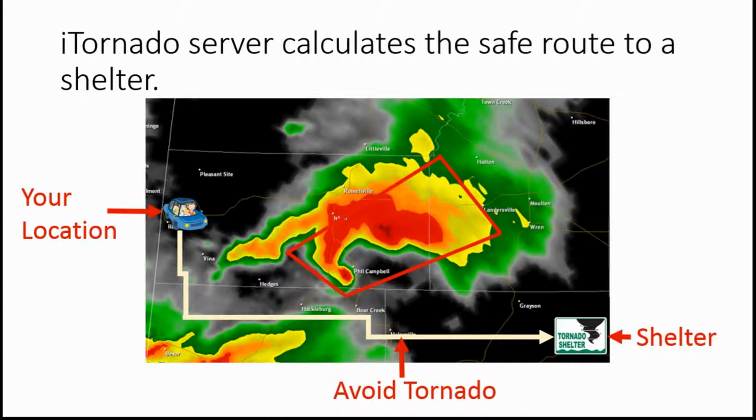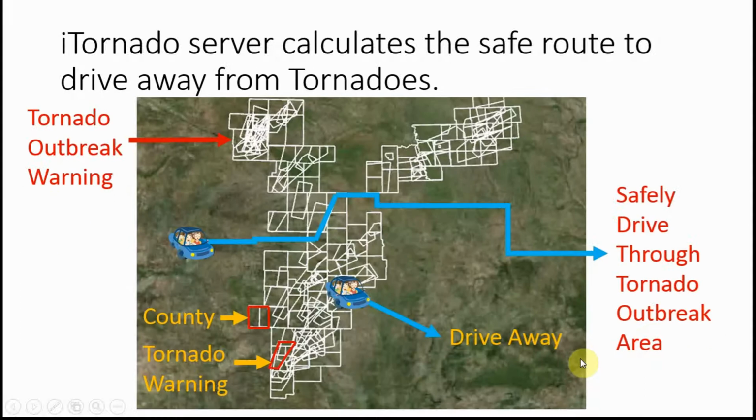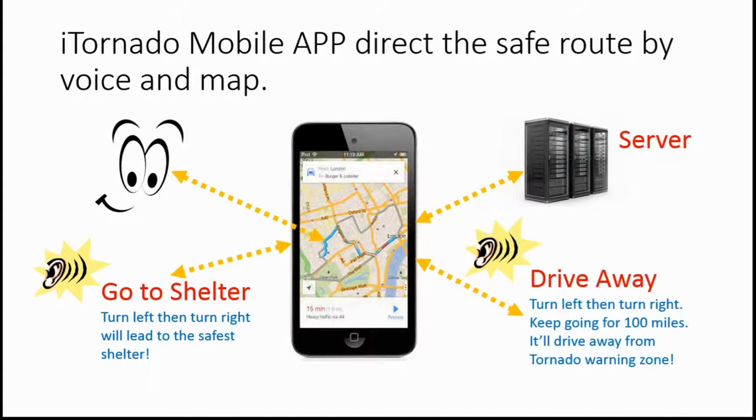The server calculates a safe route to a shelter, and it avoids the tornado. The server can also calculate a safe route through a tornado outbreak and away from all the tornadoes. The iTornado mobile app directs you to the safe route using both a visual map on your screen and by voicing the directions like a GPS.